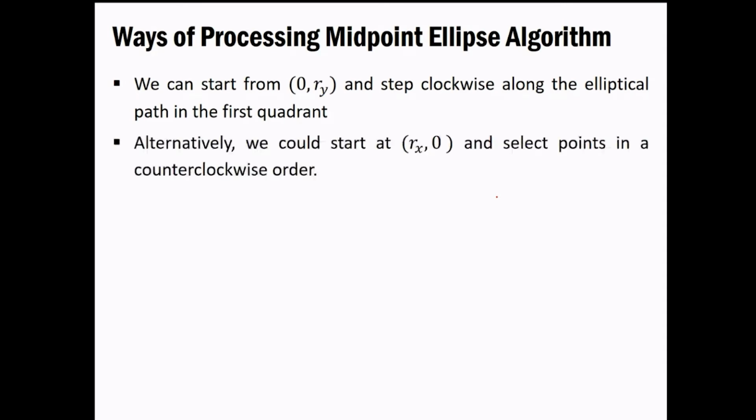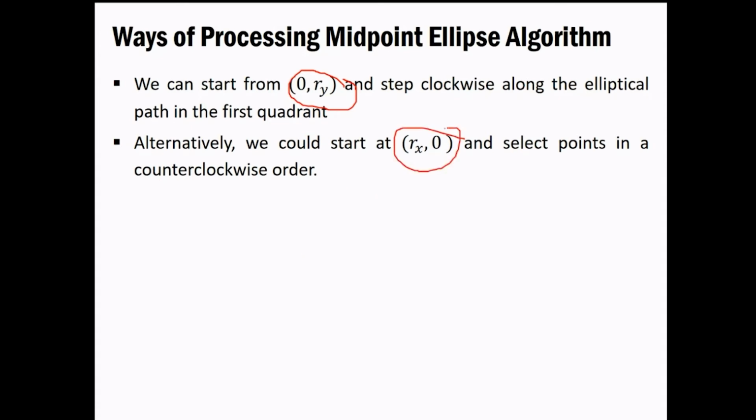So now what it says is we can start from a very basic thing, that is (0, ry), and step clockwise along the elliptical path in the first quadrant. So if this is the case, then you can simply go in the clockwise direction to get the parameters.